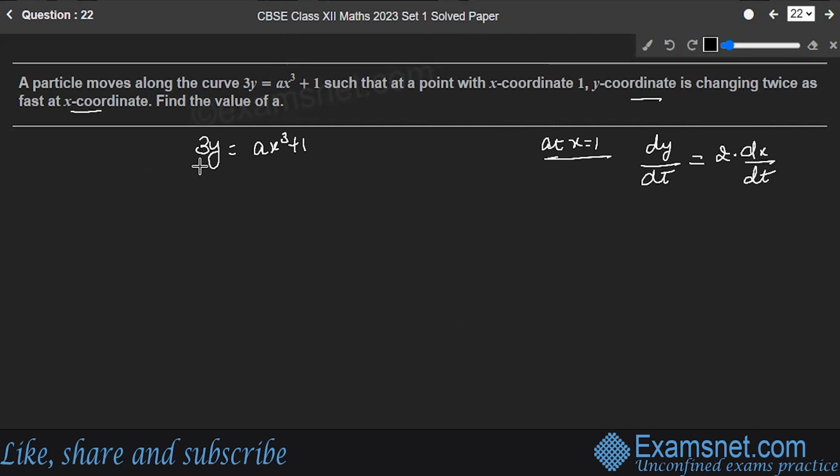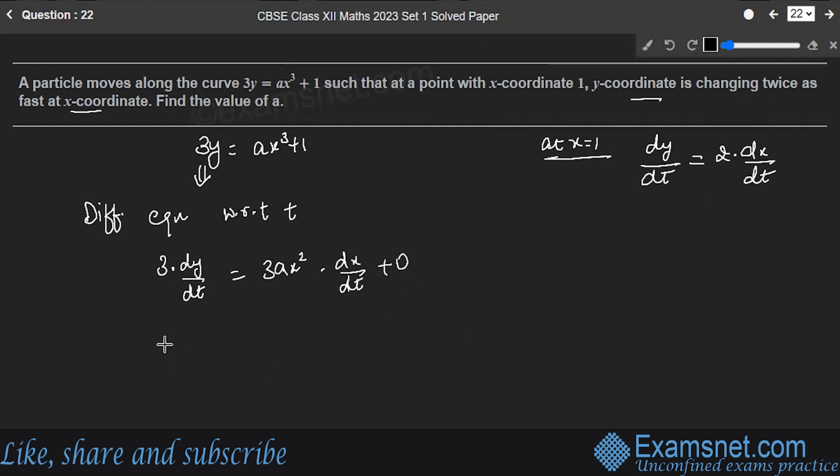Now let's differentiate this equation with respect to t. Differentiating the equation with respect to t, you will have 3 into dy by dt is equal to 3ax square into dx upon dt plus 0. So this is equal to 3 into 2, I'm filling the value from here, 3 into 2 into dx upon dt is equal to 3ax square into dx upon dt.